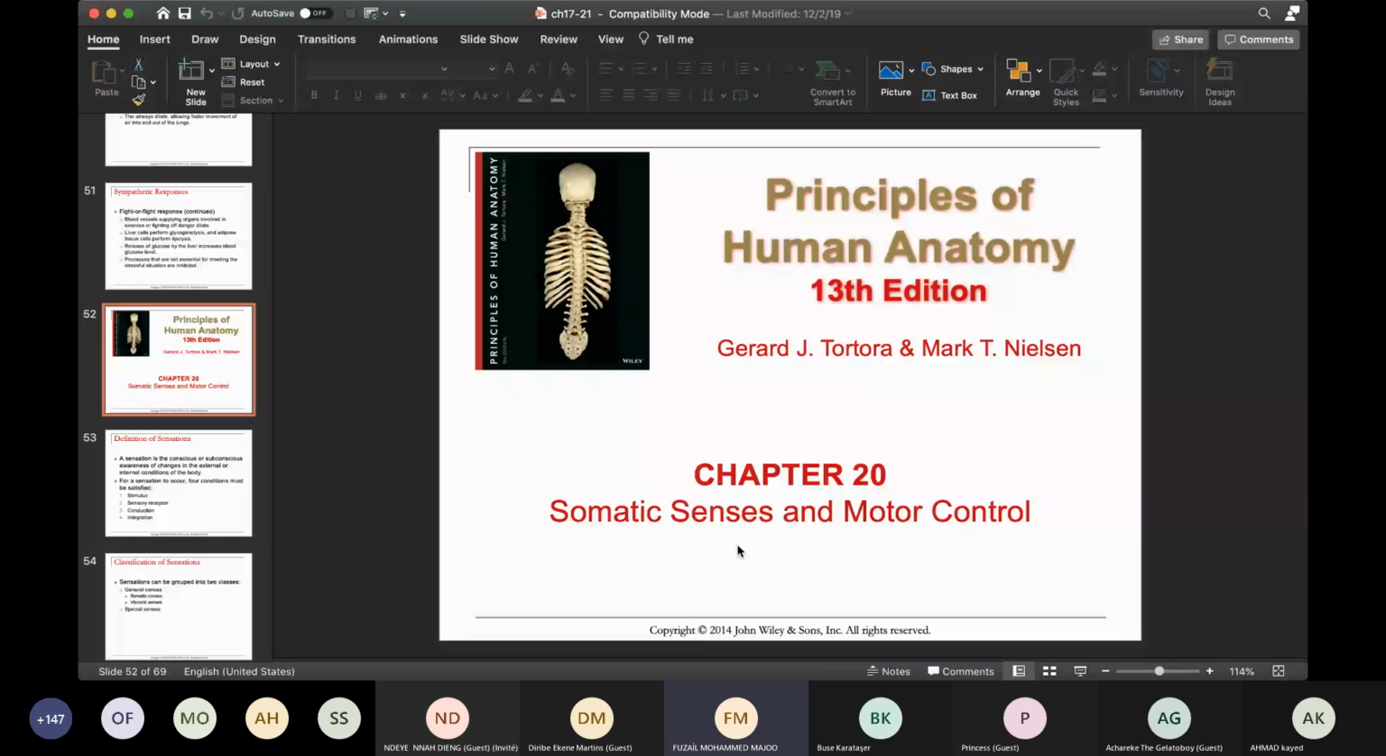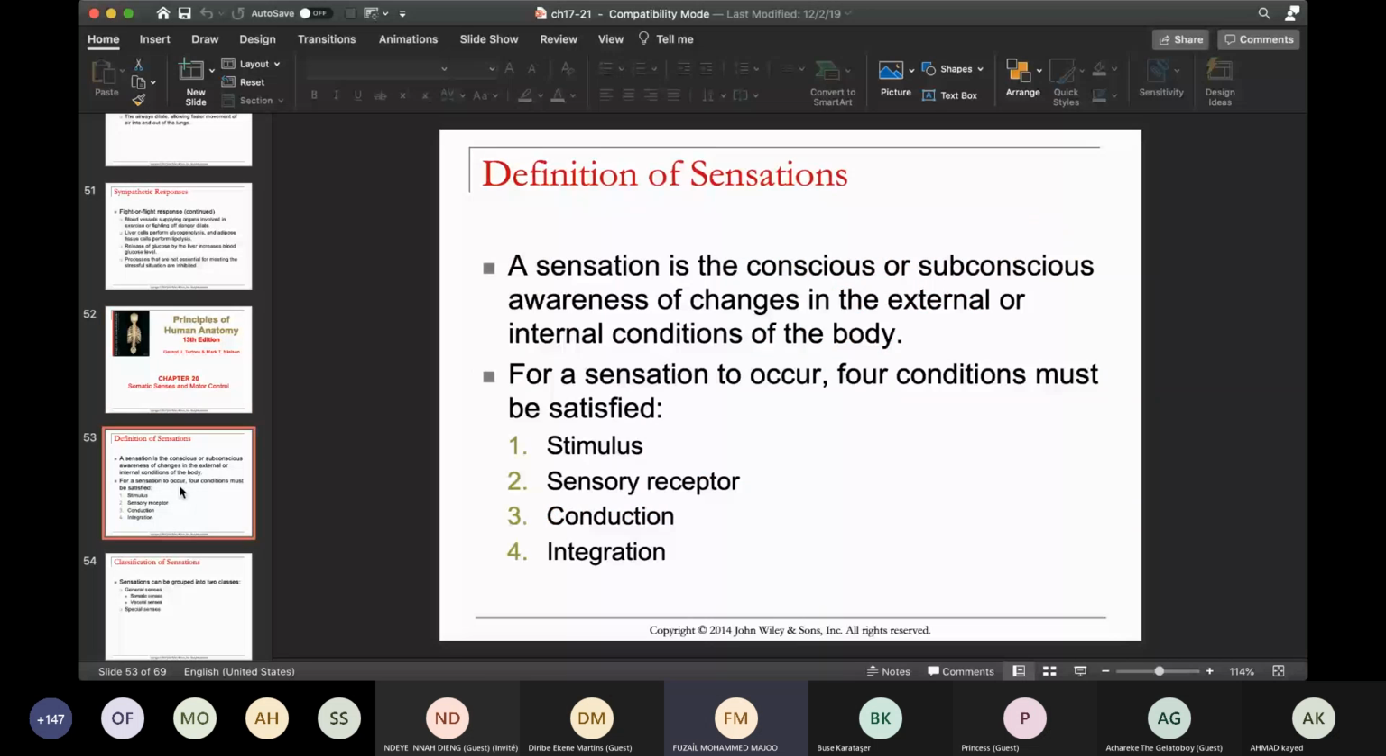So chapter 20 is on somatic senses and motor control. When you're talking about sensation, this is a conscious or subconscious awareness of changes that are taking place both inside and outside the body. So internal conditions and external conditions of the body. Now, in order for sensation to occur, 4 conditions have to be satisfied.